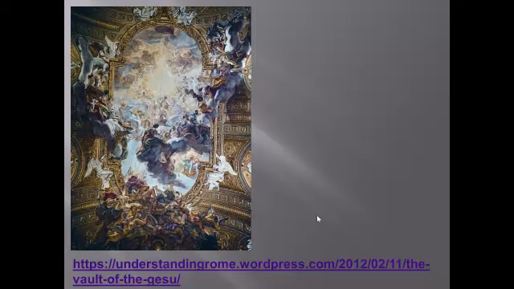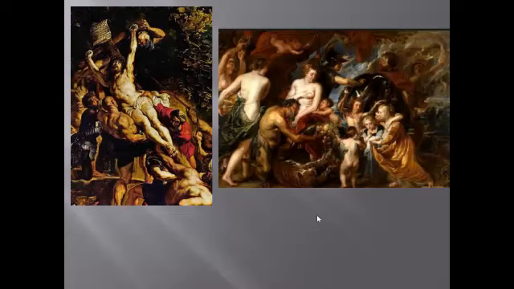I'm including a website that had what I thought was a very good discussion of Il Gesù and of this painting, written by a British art history teacher who was about to take her students to Rome. So I've posted the link on Moodle as well. It wouldn't hurt to review this work. Again, be prepared for attribution questions.